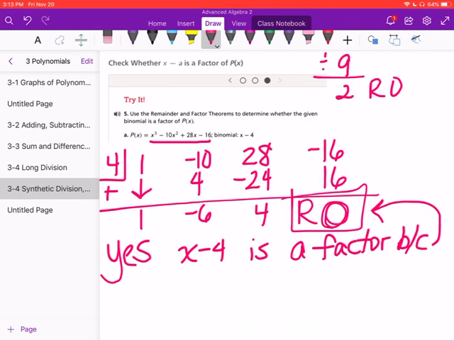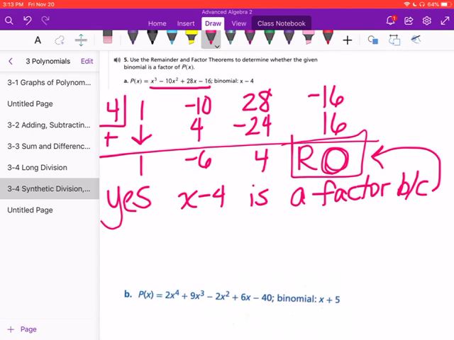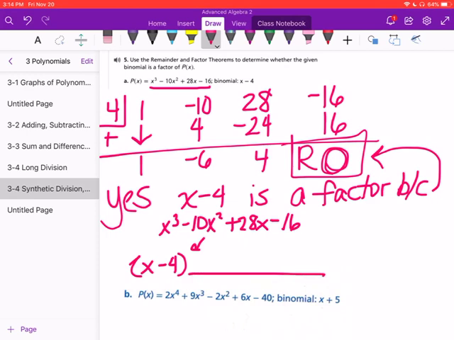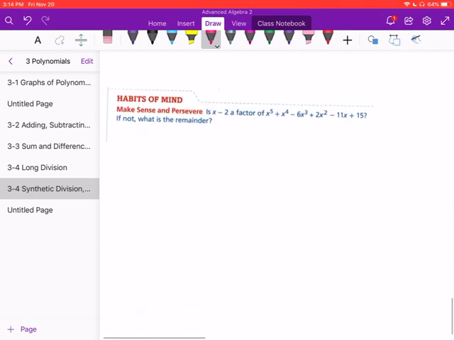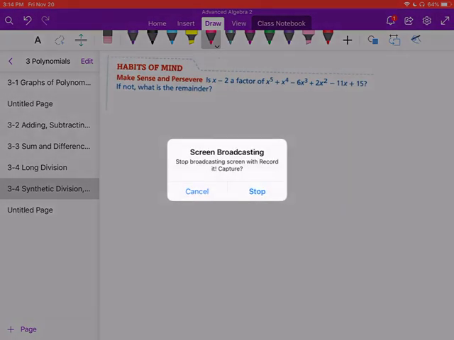So what that means is, if I were to take the p of x, x cubed minus 10x squared plus 28x minus 16, and I were to say, hey, factor that, I could say I know for sure that's going to factor into x minus 4 times something, and there'll be no remainder. Now it'll be up to you in later lessons to figure out what that something is, but for right now, you just have to be able to determine if it's a factor or not. All right, and I think that concludes our lesson for today.